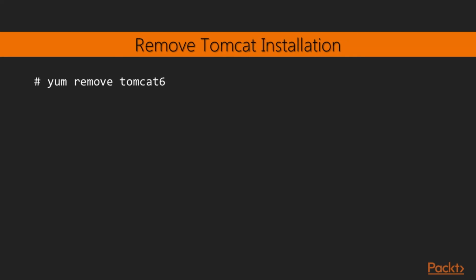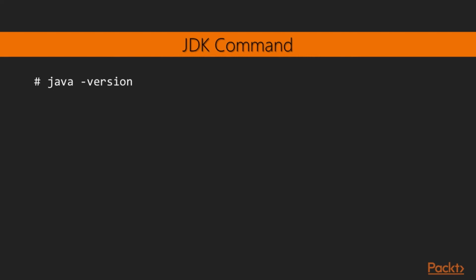Let's remove the Tomcat installation as well, if it has been installed on the node. Now, run the yum remove tomcat6 command to verify whether Tomcat is still installed on the system. Check whether the Java Development Kit, JDK, has been installed on the node. Exit the SSH session of the node's virtual machine.